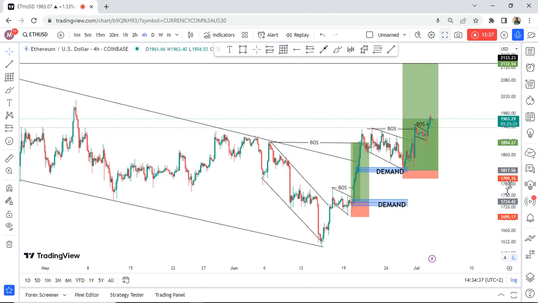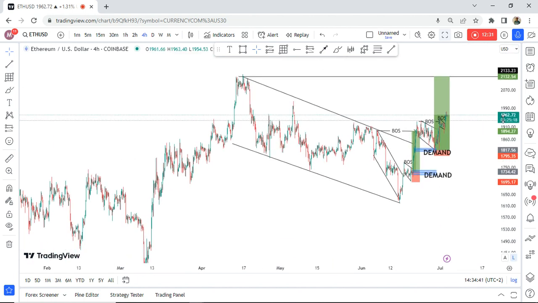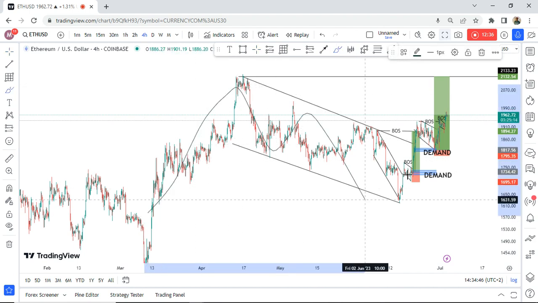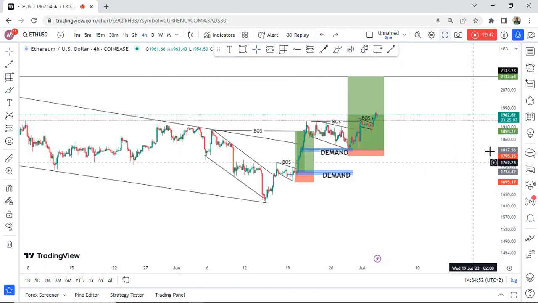So guys, with this one, it's simple. We had an impulsive move. Now we're in a correctional move. Then after this, we expect the impulse. So simple. So what really happened here, guys?